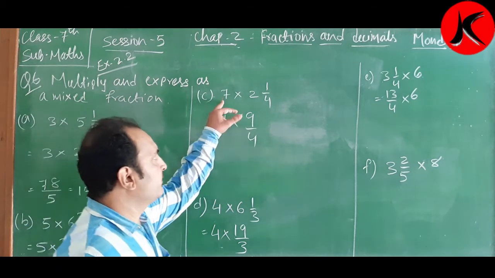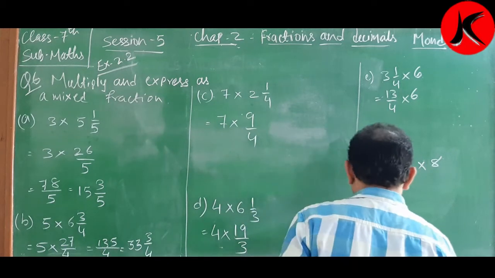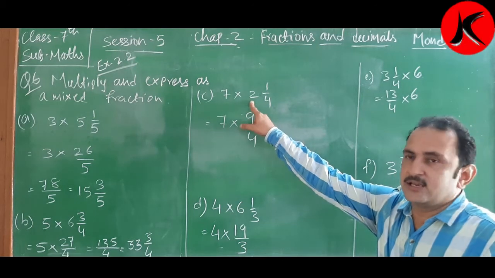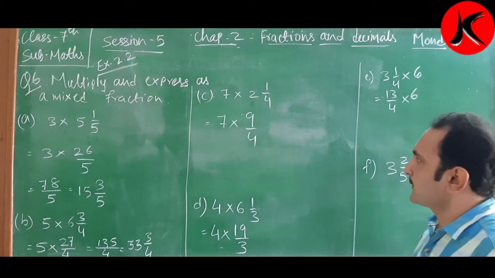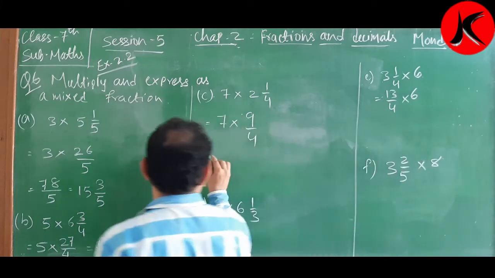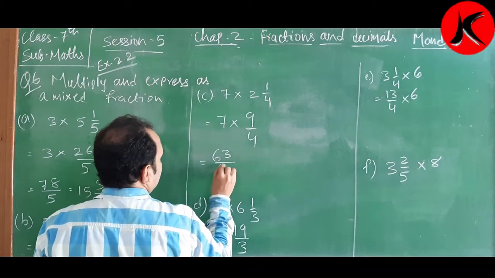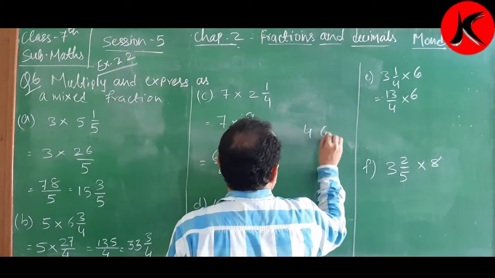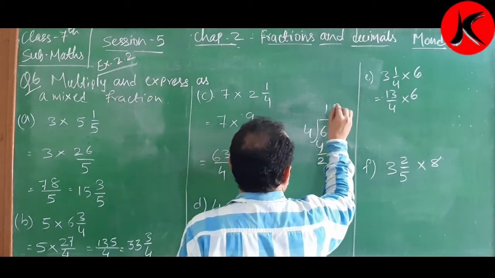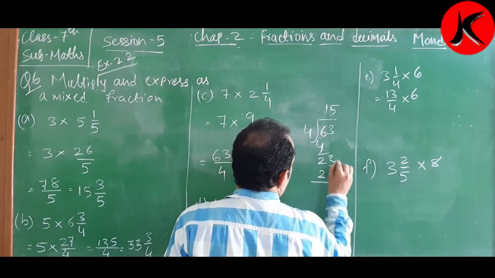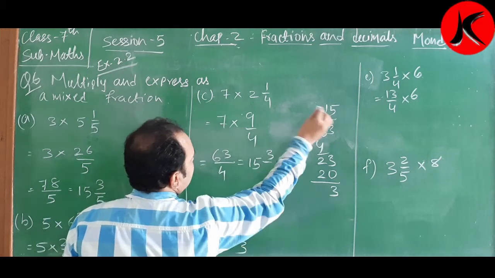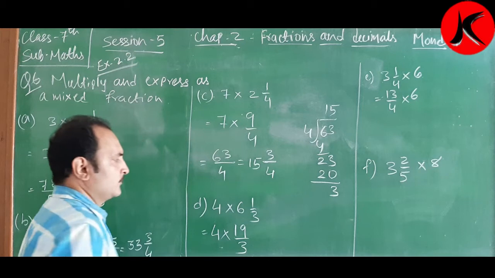Next one, 7 multiplied by 2 integer 1 upon 4, children. 4 2s are 8, 8 plus 1 is 9 upon 4. So no cancellation as such, so 7 9s are 63 upon 4. चलो 4 से 63 को डिवाइड करो, 4 1s are 4, 6 minus 4 is 2, 4 5s are 20, 23 minus 20 is 3. Okay, तो 15 integer 3 ऊपर जाएगा 4 नीचे, 3 upon 4.